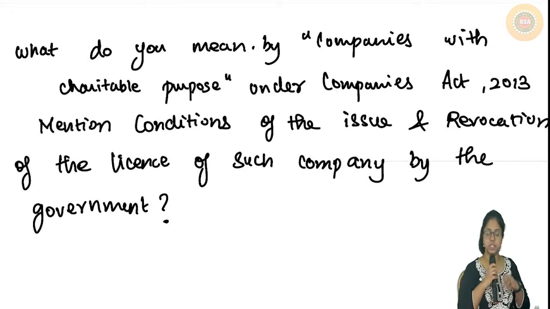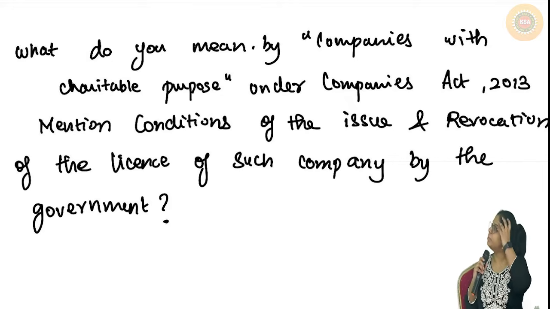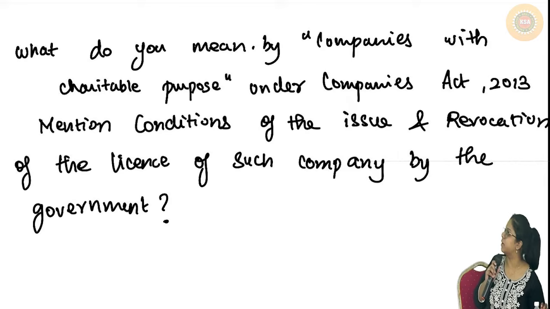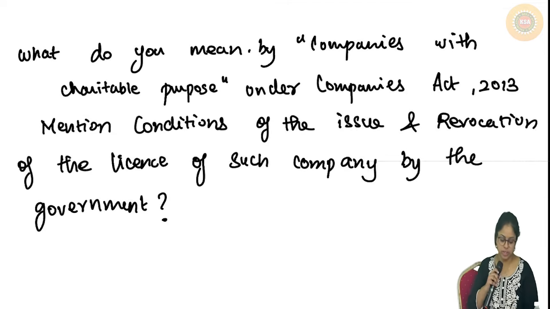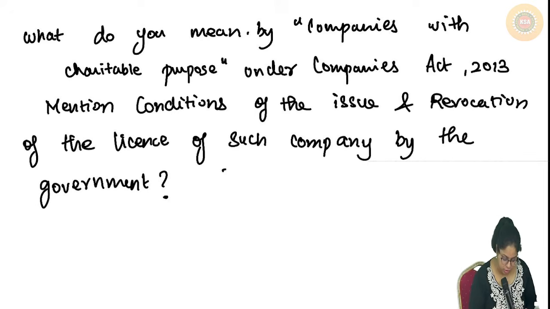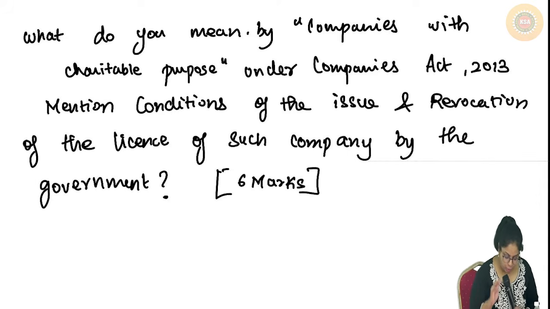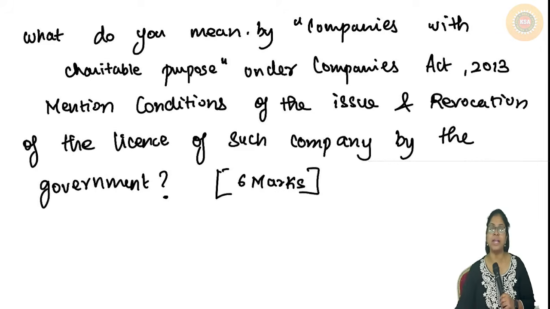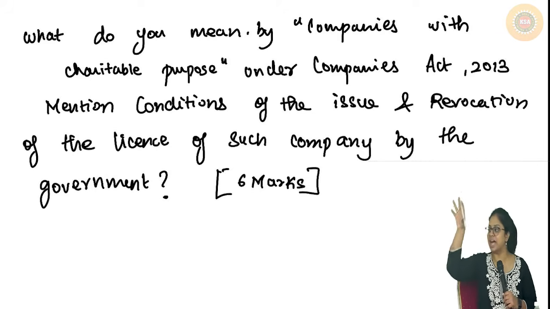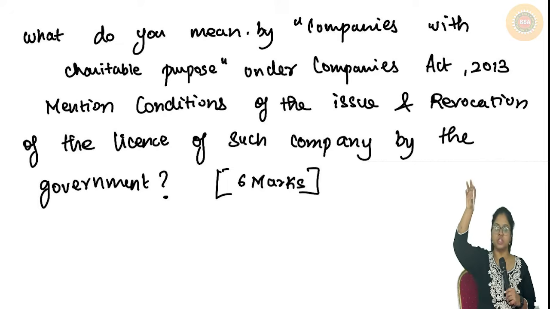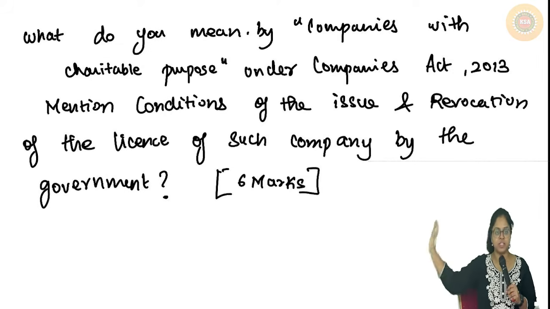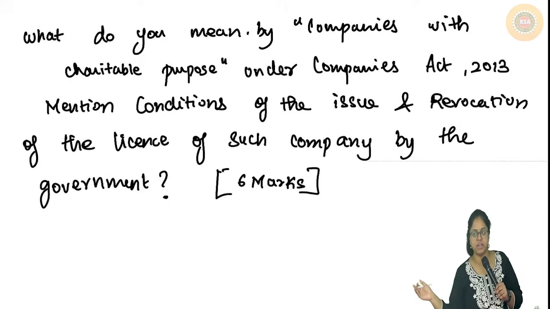Okay, so this was the question that was posted. What do you mean by companies with charitable purpose under the Companies Act 2013? Mention the conditions of the issue and revocation of the license of such company by the government. If you ask me how many marks this was for, it was asked for 6 marks. I want to know how did you frame your answer, because this is a completely theoretical question. There is no analysis of provisions or facts of the case. It is a direct theory question that you'll have to write.